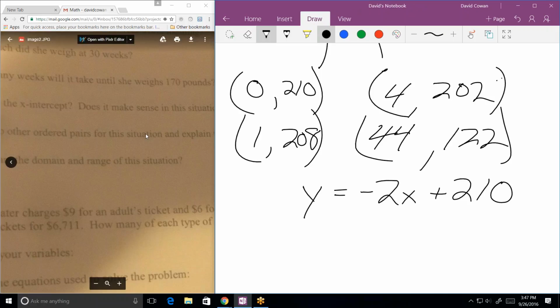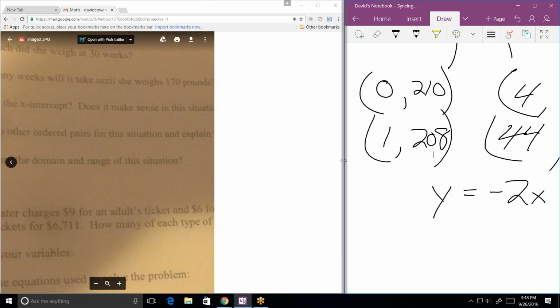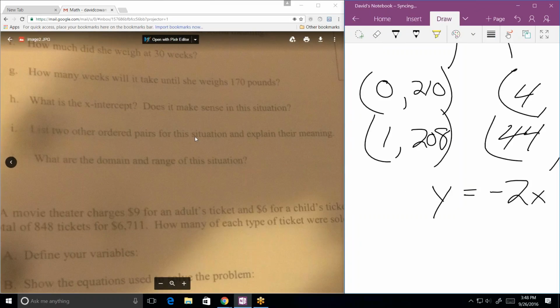Hold on. Explain their meaning. So the first ordered pair means what? First ordered pair is what she weighed at the beginning, before she went on the diet. What's the second one? Second one is after 1 week she lost 2 pounds. Right? Or she weighs 208.